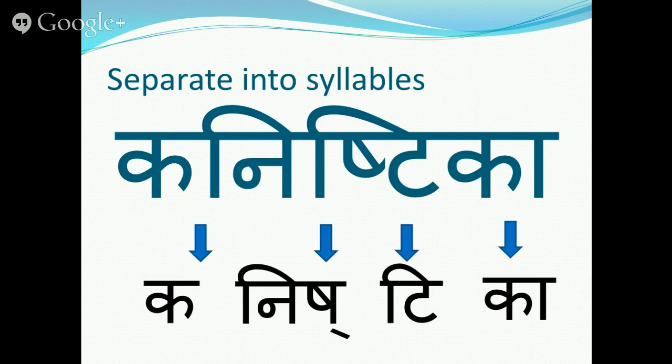Ka nish te ka. So four syllables. Alternatively, we could have said gun ish te ka, but we didn't break it that way. So ka nish te ka.